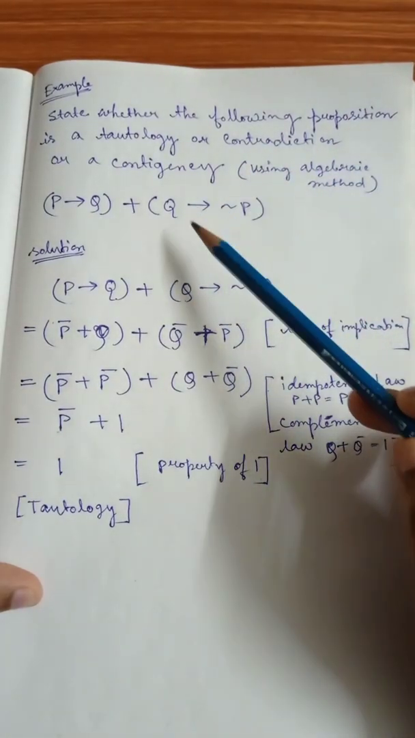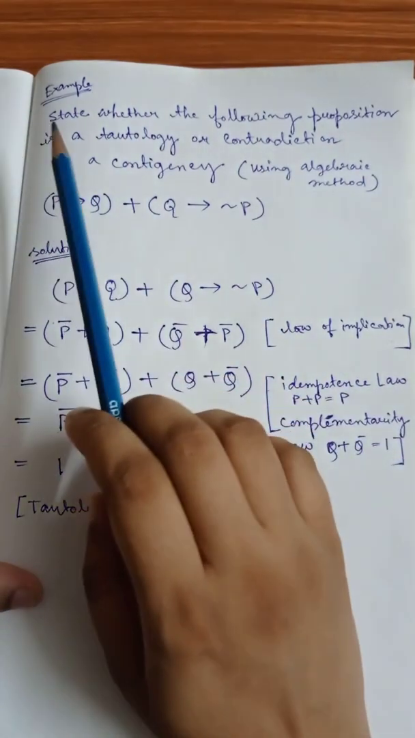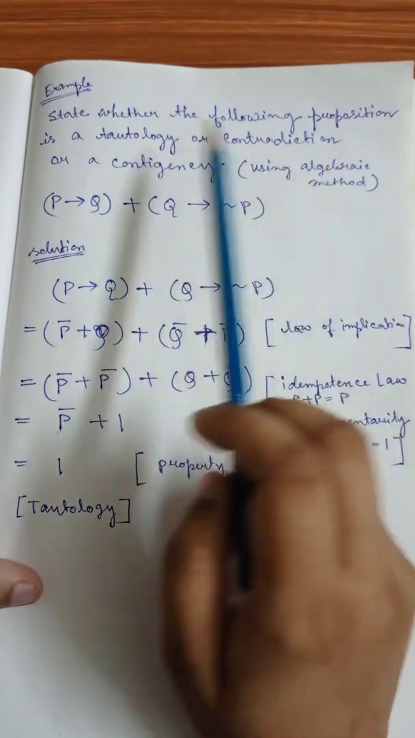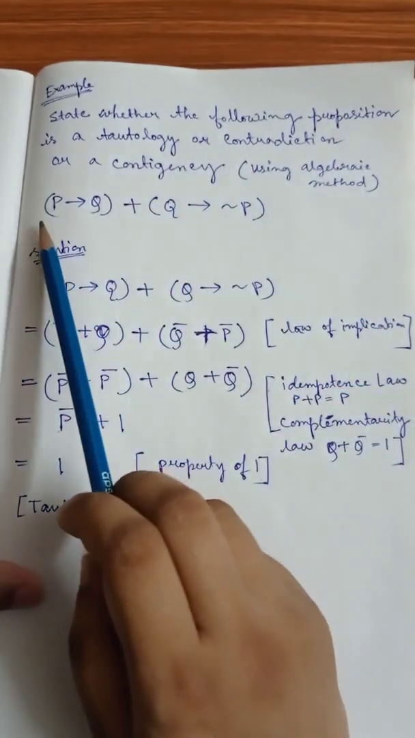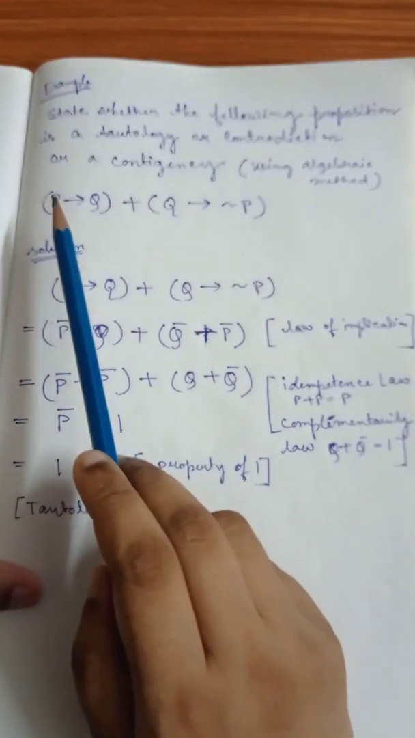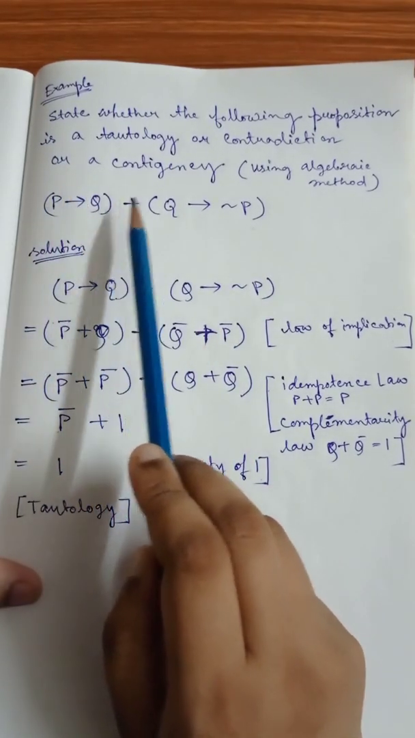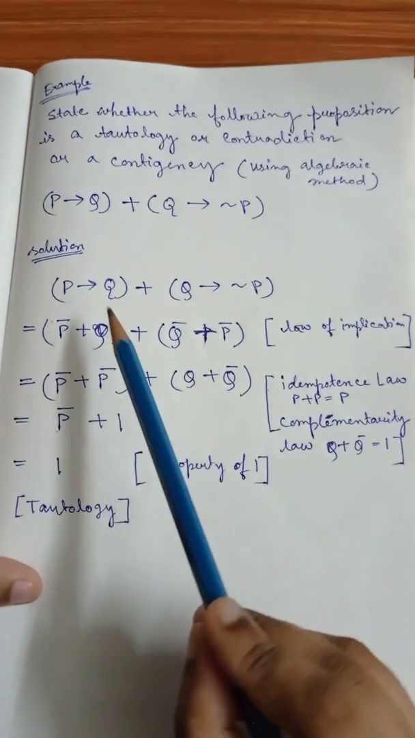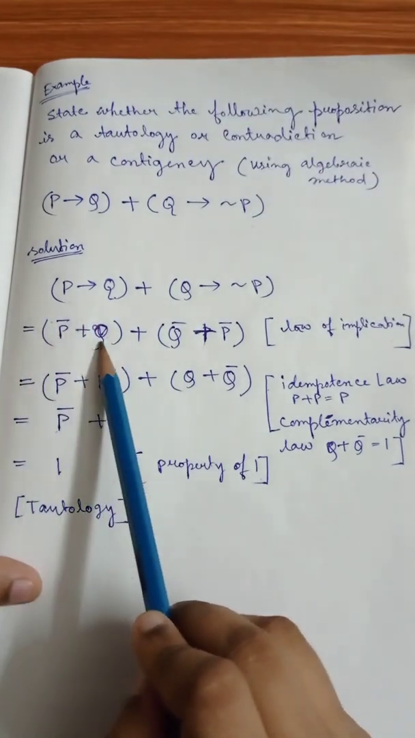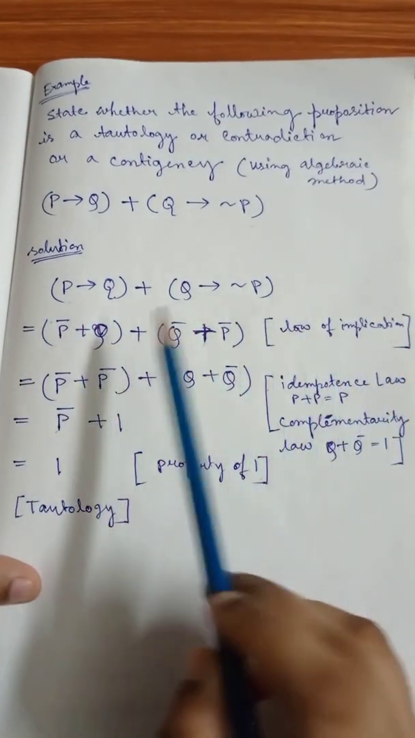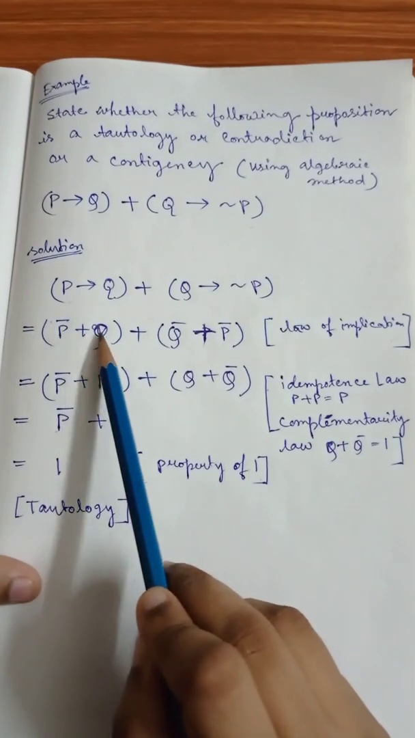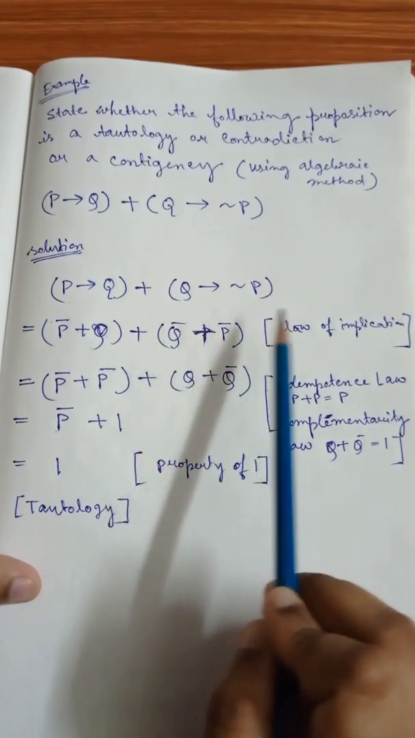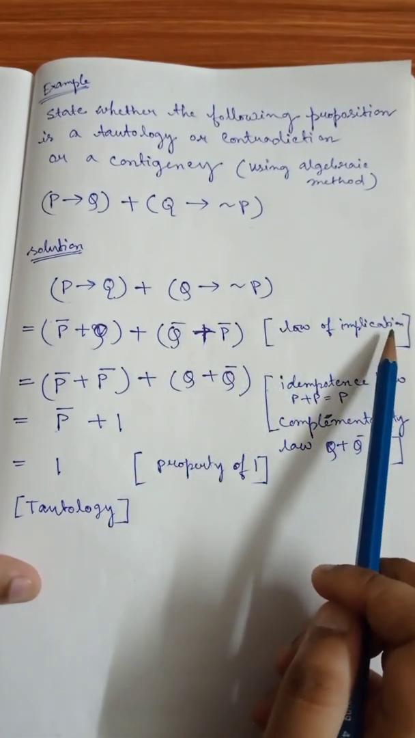Here is an example of algebraic method. So the question is, state whether the following proposition is a tautology or contradiction or a contingency. Here is the expression. (P implies Q) plus (Q implies negation of P). So the solution is, first line we use law of implication. So P complement plus Q, complement plus P complement after using law of implication.